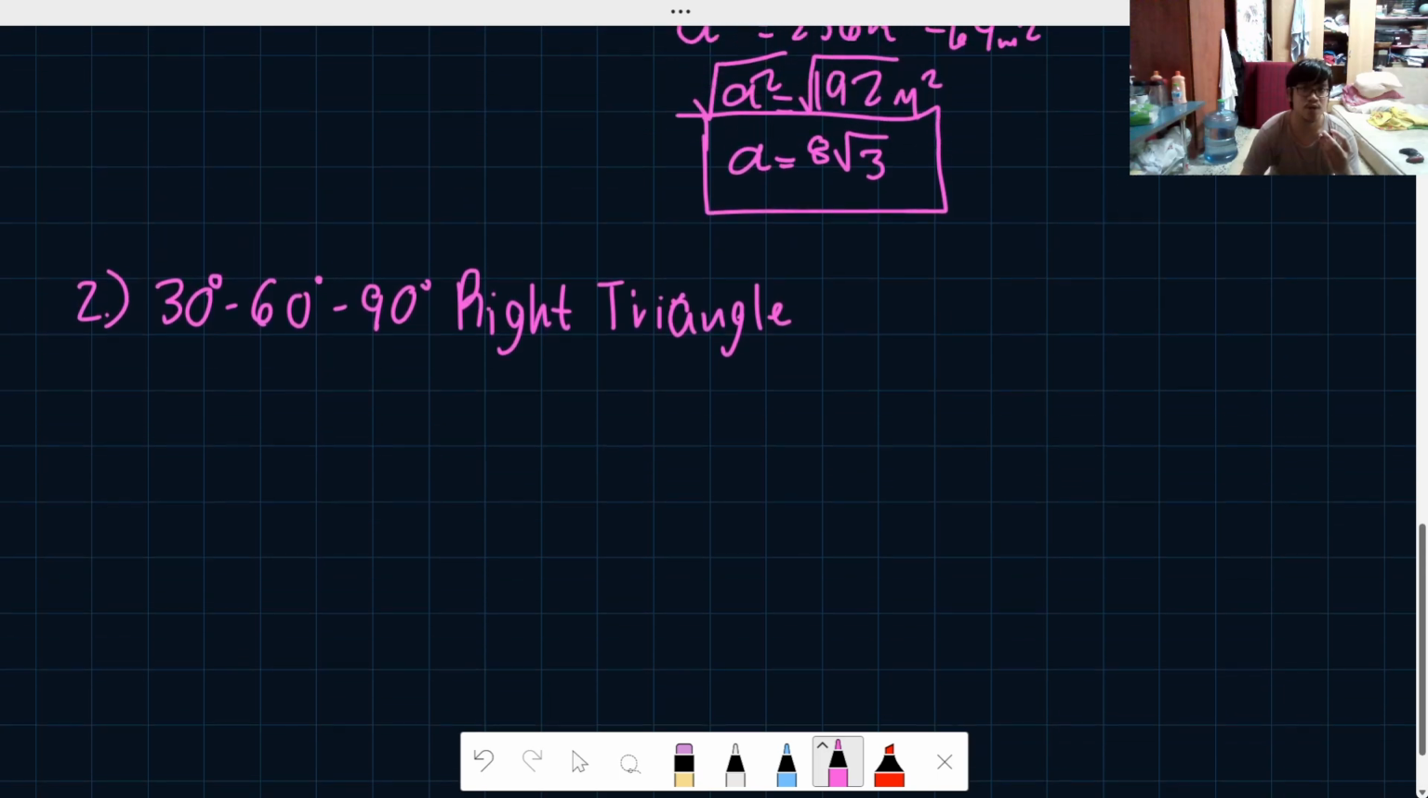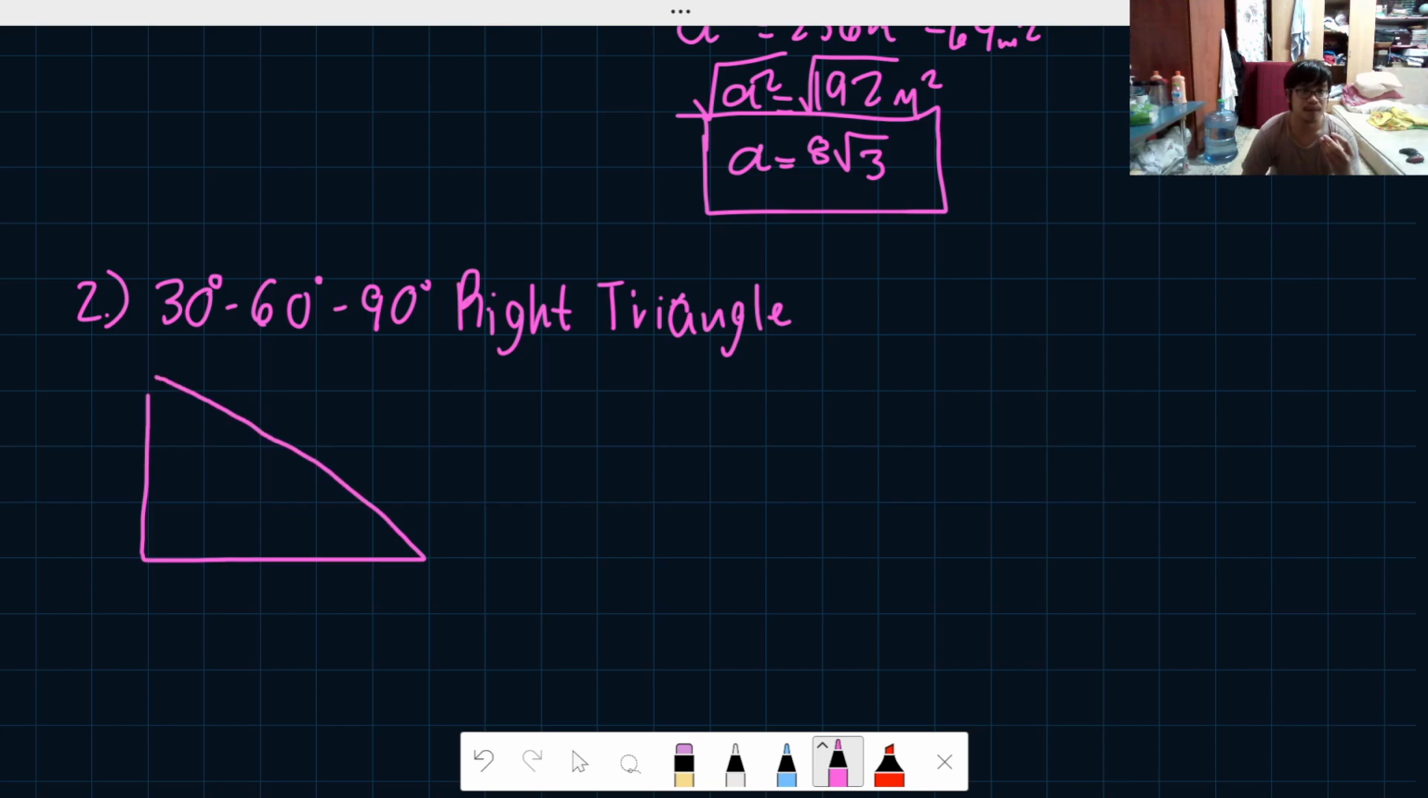Even if it's in square root form, it will tell you exactly the measurement of the sides of the right triangle. To give you a visualization, we have this one. Let's say we have 60 degrees here, 30 degrees here, and a right angle, 90 degrees. And we have the hypotenuse.